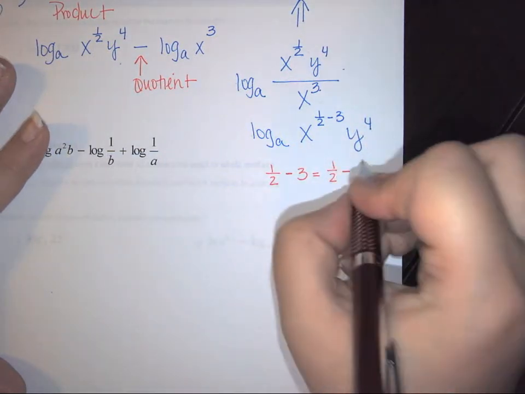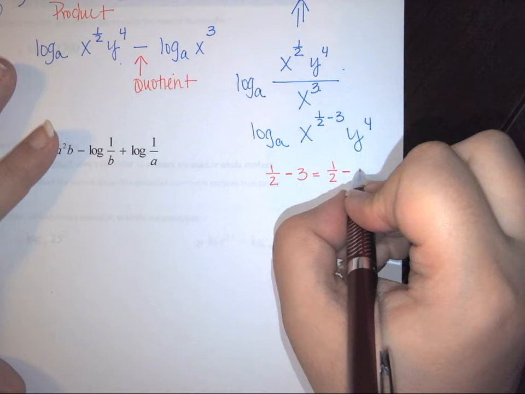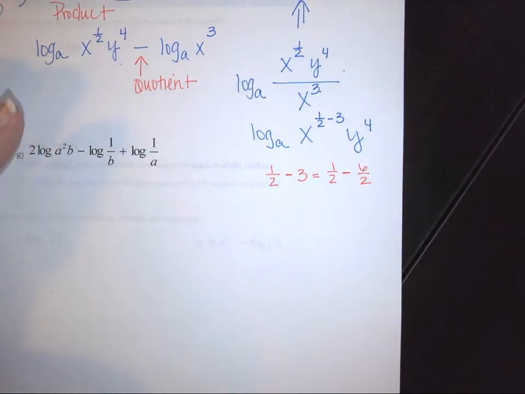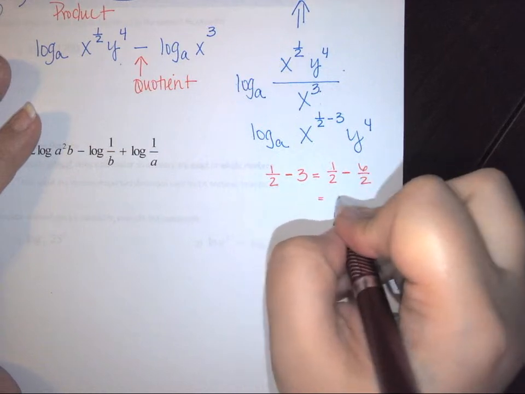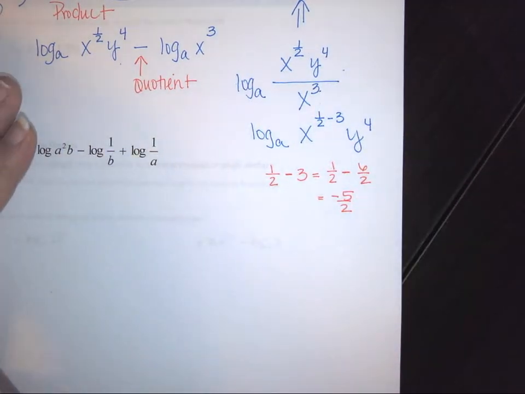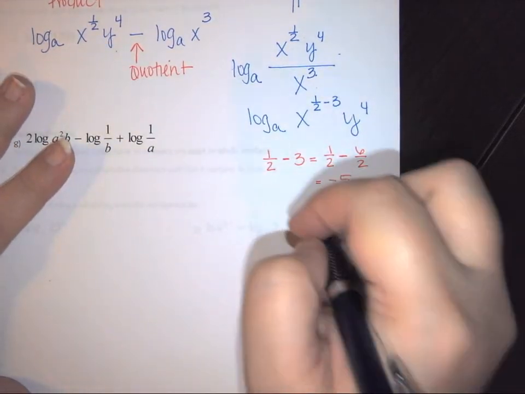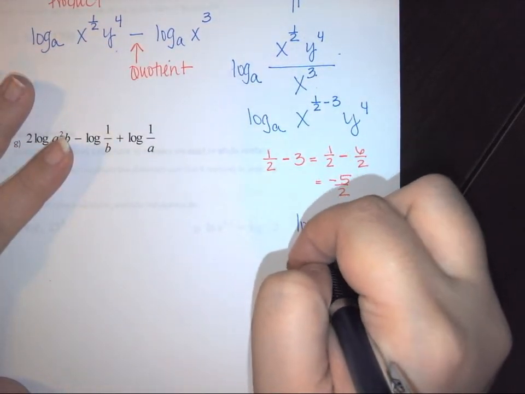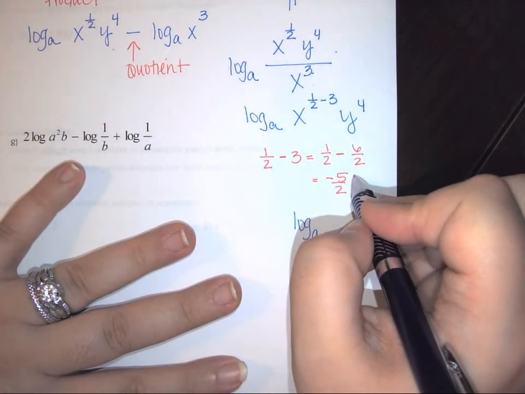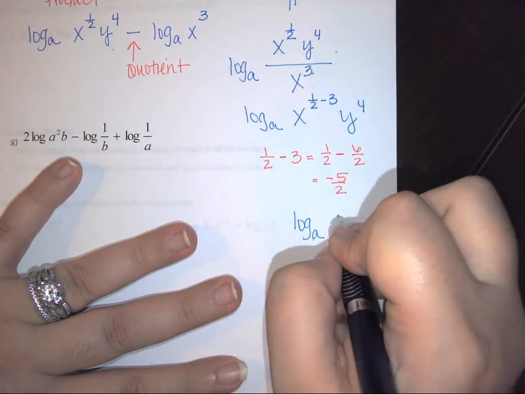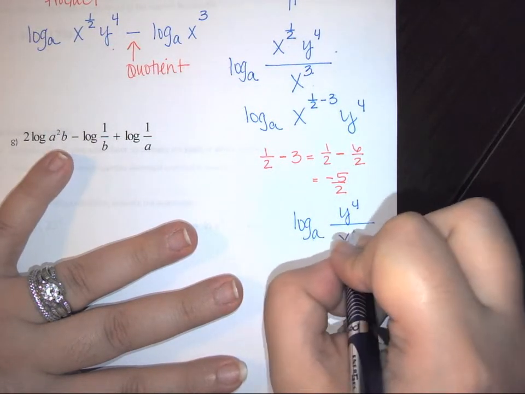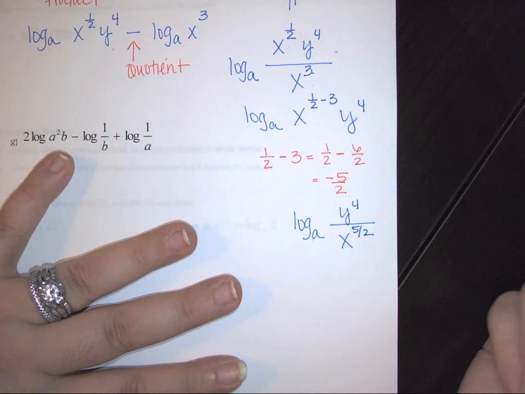In order to get a 2 on the bottom means you got to multiply top and bottom by 2, so this becomes 6 over 2. So 1 minus 6 is going to give you a negative 5 over 2. And so here, that means this becomes the log base a. And remember, we don't like negatives, so we have to flip it. So this becomes y to the 4th over x to the 5/2.